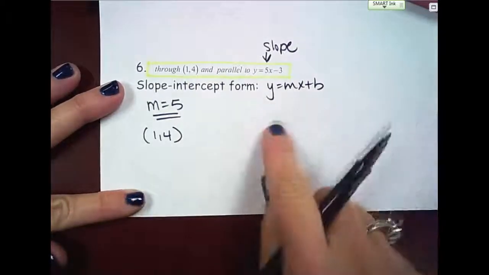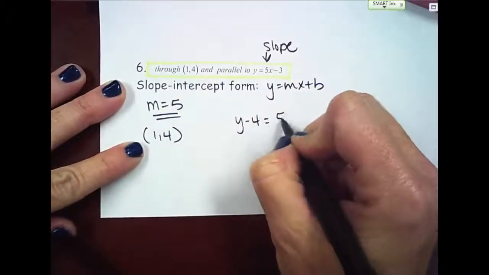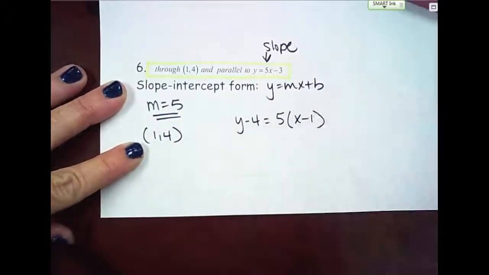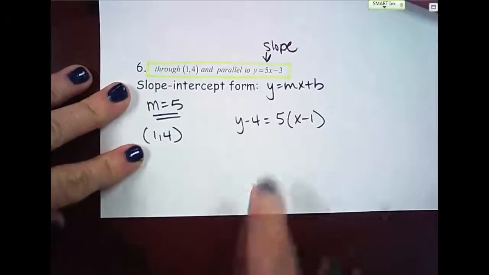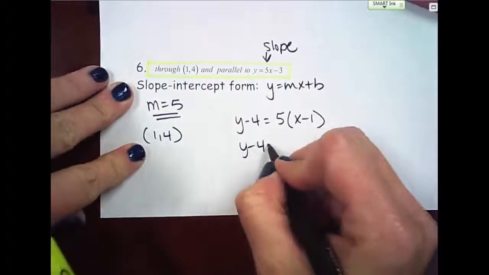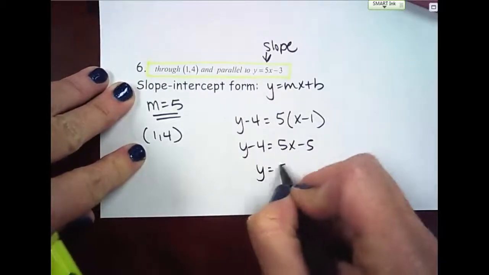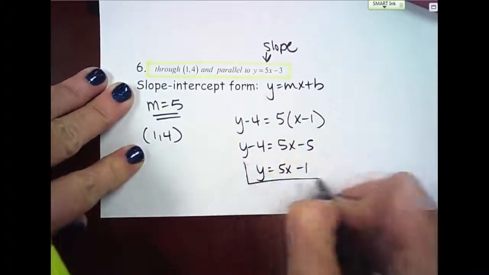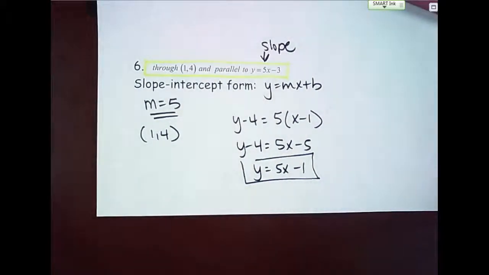Okay, let's plug it in. Start with y minus 4 equals 5 times x minus 1. Distribute and you're finished. Point slope's very easy, especially when there's no fraction. So distribute your 5. Move your 4 to the right. You're done. Does that make sense?